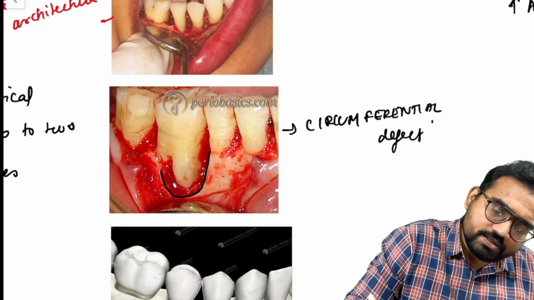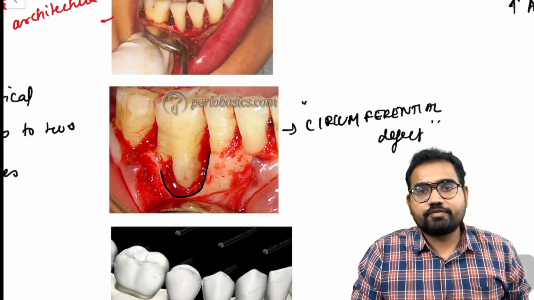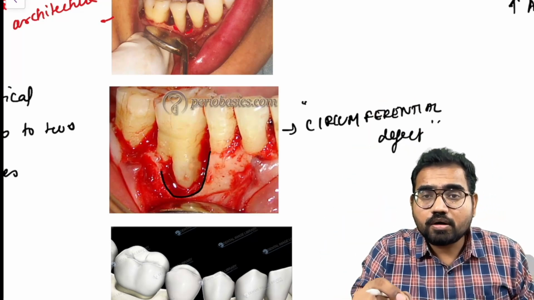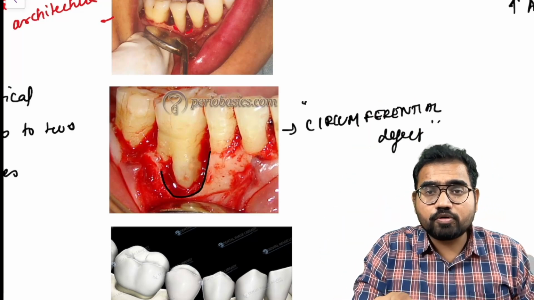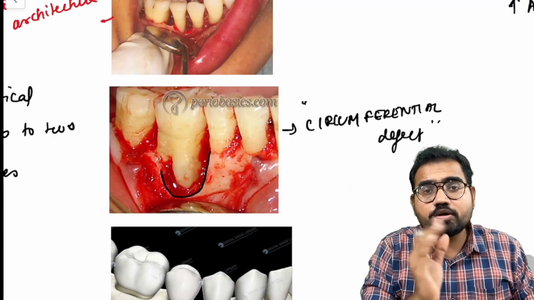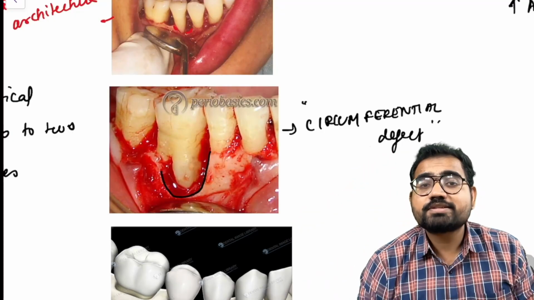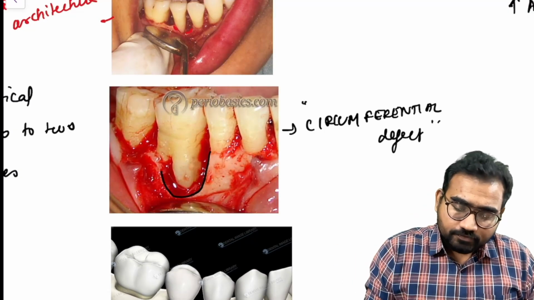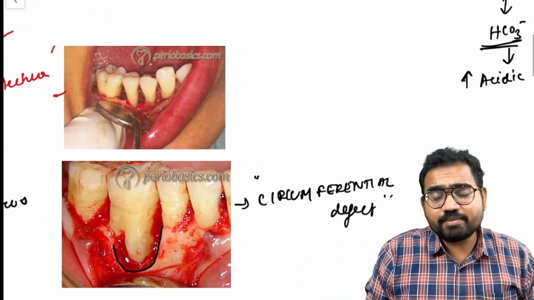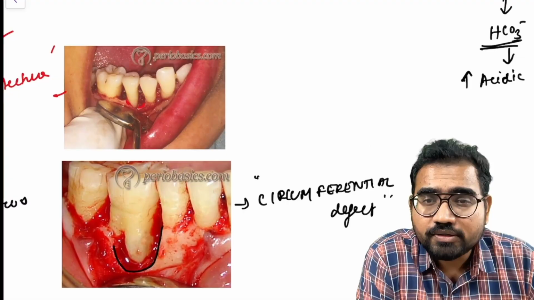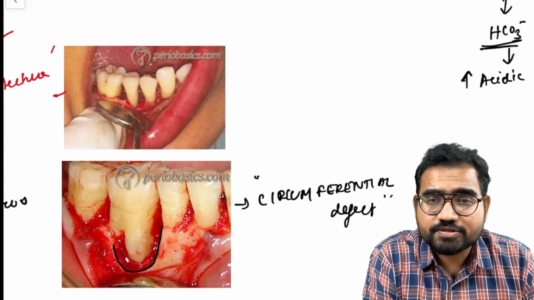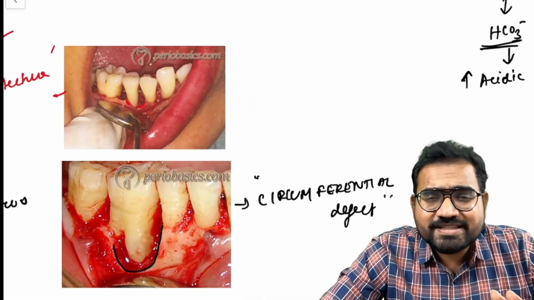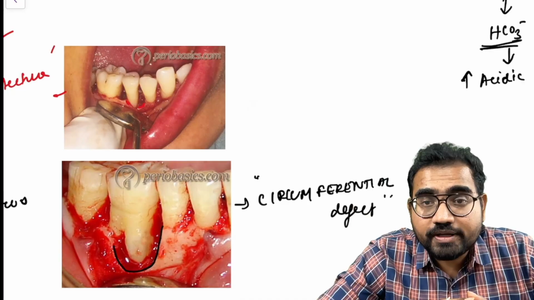It is called a circumferential defect. So when a vertical or angular bone loss involves more than one or two surfaces, that becomes a circumferential defect. Isn't it amazing? Now I'll tell you another beautiful fact about vertical and horizontal bone loss. See, vertical and horizontal bone loss doesn't occur only in specific diseases.